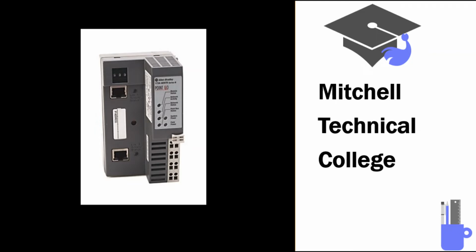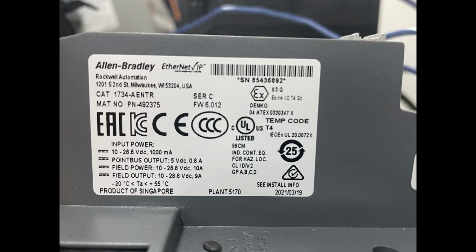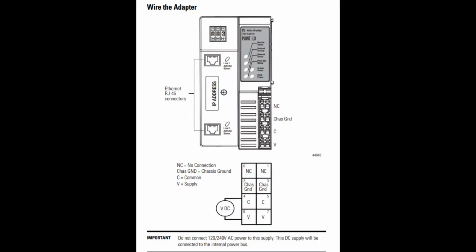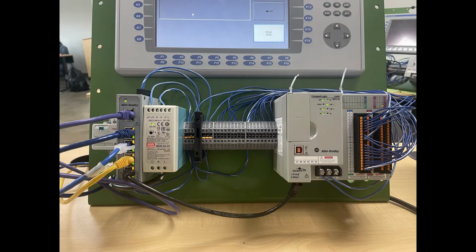Hello, this video is about setting up the 1734 PointIO. This is the model that we'll be using, the 1734 AENTR Series C, and we'll be wiring this device. You can see here, the voltage goes into terminal 6 and the common goes into terminal 4. And we'll be connecting to a ControlLogix L24ER.